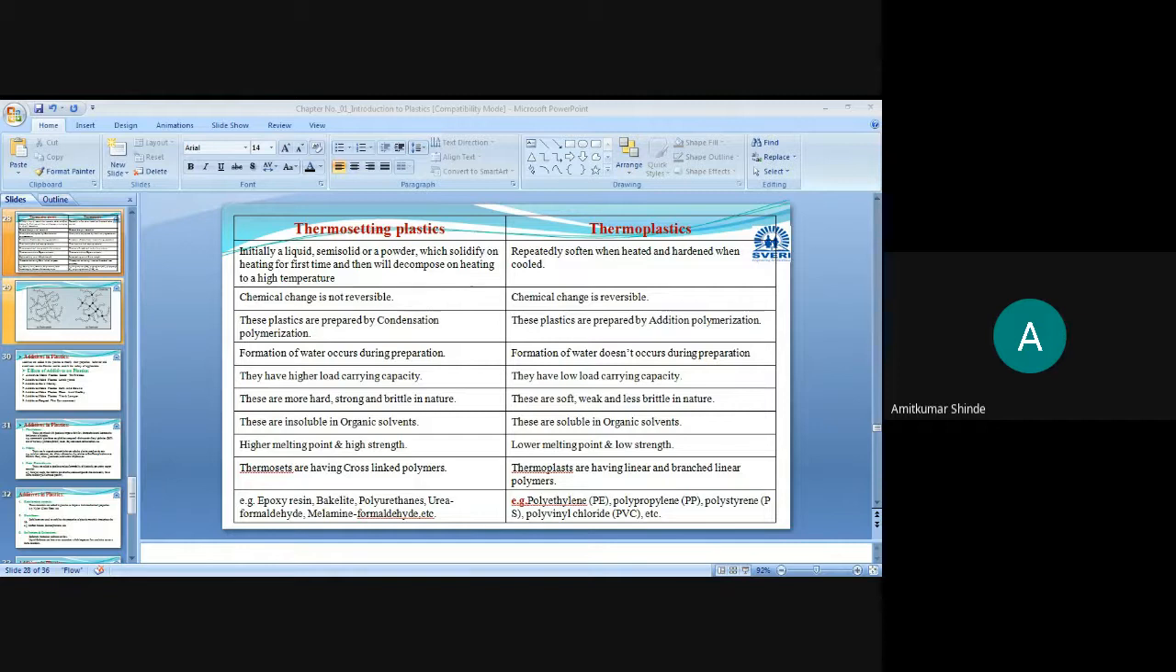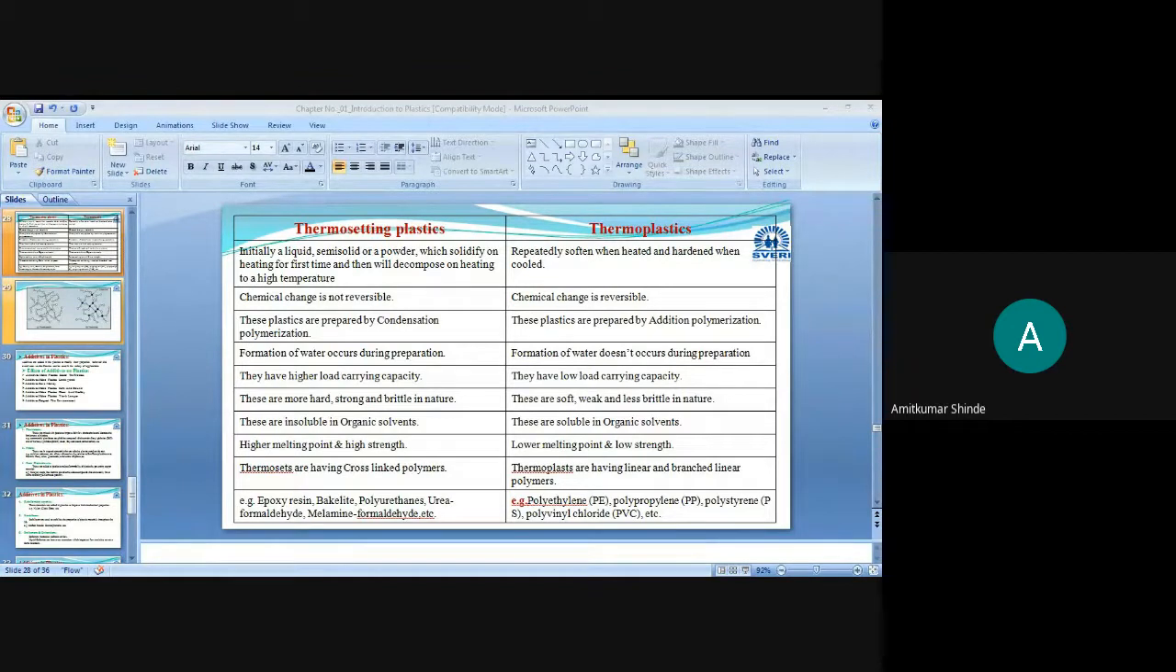Okay, so these are the differentiating points, and at the end of this differentiation, you can add some practical examples for both thermoset plastic materials and thermoplastic materials. In thermosets, examples will be like this: epoxy resins, then bakelite, polyurethanes, urea formaldehyde, then melamine formaldehyde. Like this, one or two examples will be sufficient. I have written here 5 to 6 names.